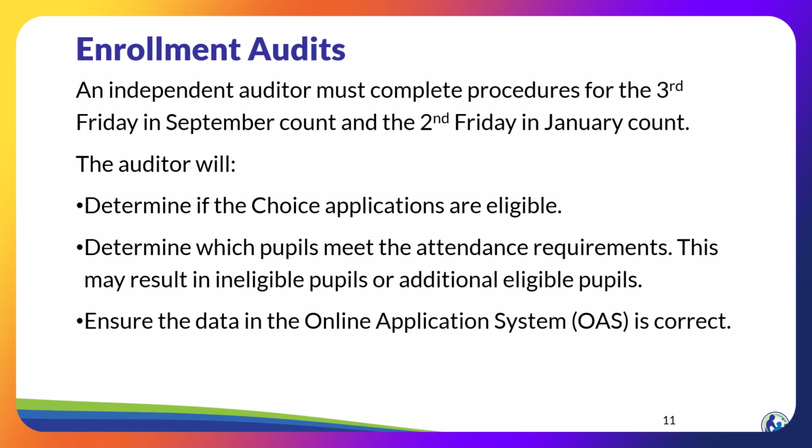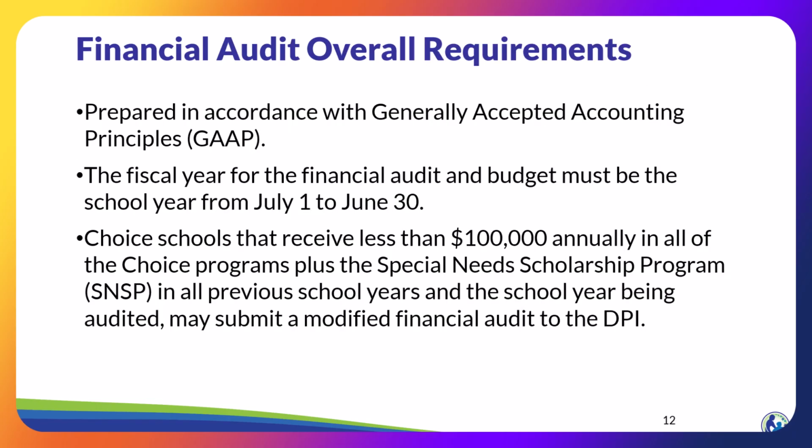As part of the enrollment audits, the auditor will determine if the choice applications met the eligibility requirements, determine if the choice pupils met the attendance requirements, and verify that the enrollment data in the online application system is correct. Lastly, schools participating in the choice program are required to obtain an annual financial audit. The financial audit must be prepared in accordance with generally accepted accounting principles.